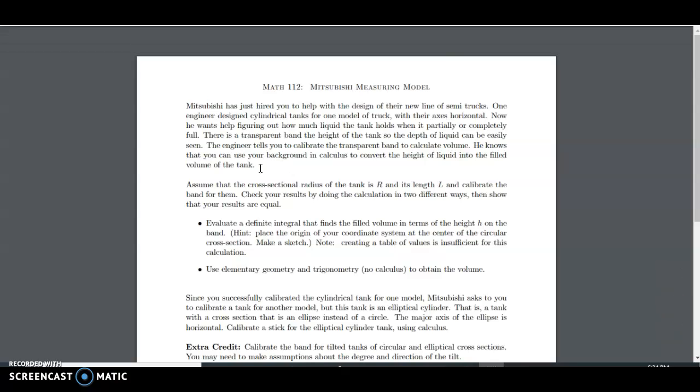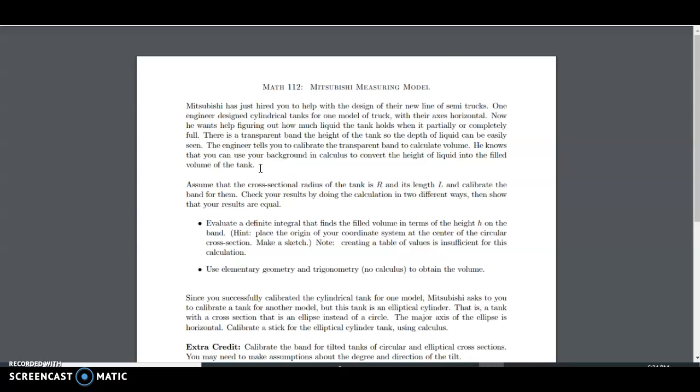He knows that you can use our backgrounds in calculus to convert the height of liquid into the filled volume of the tank. Assume that the cross-sectional radius of the tank is r and its length is l, and calibrate the band for them. So there's two ways to do this calculation.